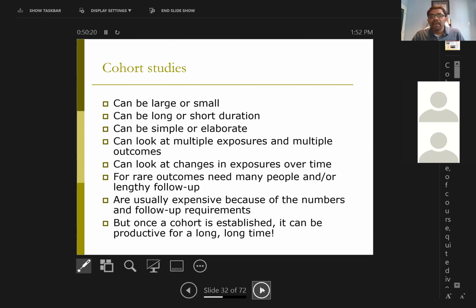You could have large cohort studies, small, long duration, short duration, simple or massive, elaborate. We could look at multiple exposures and multiple outcomes. We can do all sorts of things. In fact, once you set up a really good solid cohort, and if you can consistently follow up people, it'll pay off over many, many years because of the richness of the data that's going to accumulate.